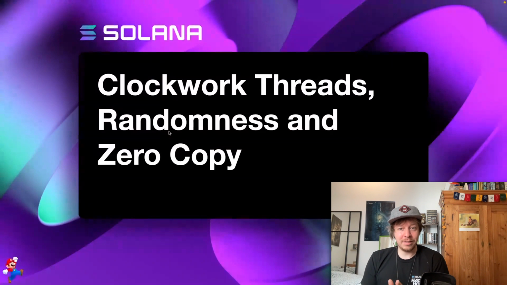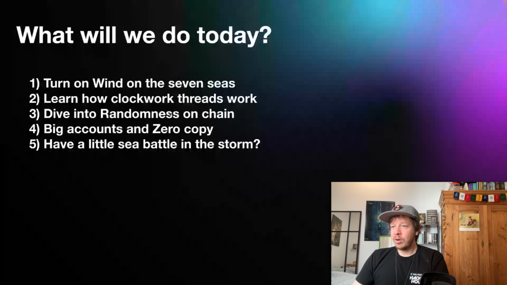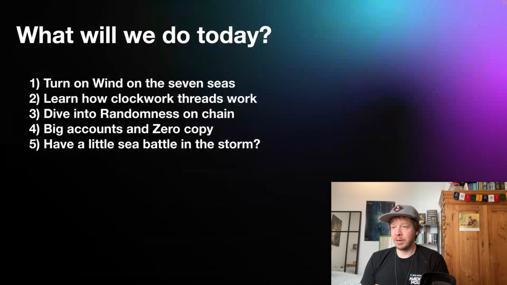Today we're going to talk about clockwork threads, randomness and zero copy, and then in the end we will have a little C battle on the 7 Cs program. So we will start with turning on the wind on the 7 Cs. I will show you in a bit what that means.